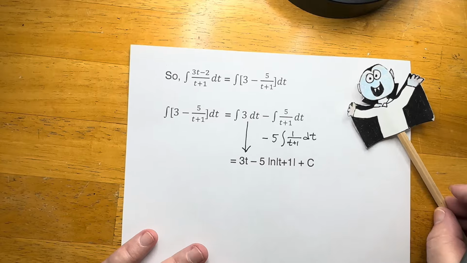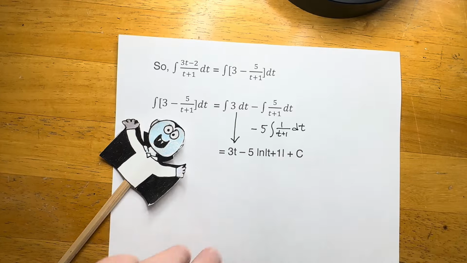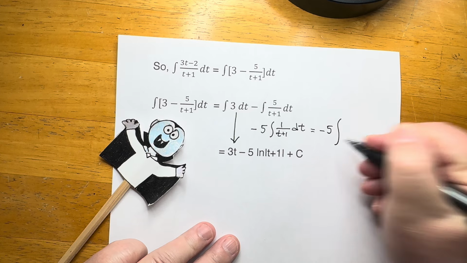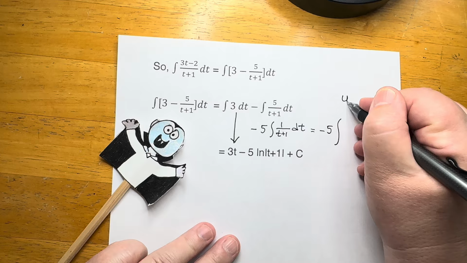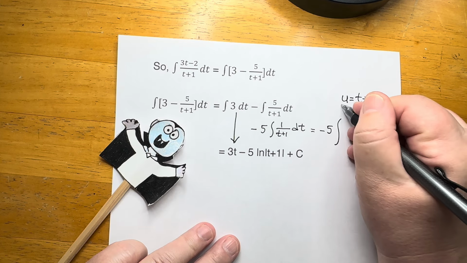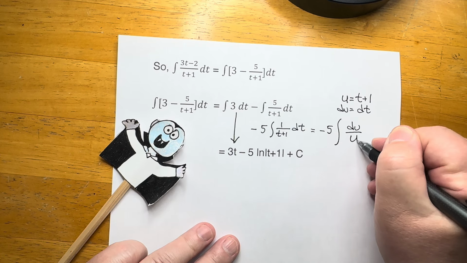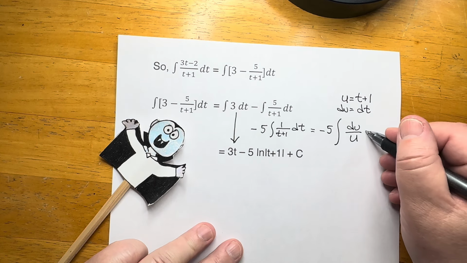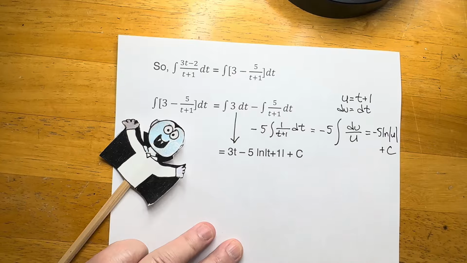And if you like, and I didn't leave myself much room, so let me move. This is negative 5 times, what if we set u equal to t plus 1, then du is dt. So then we've got du over u. Does that help a little bit? Because you can see that this is going to be negative 5 natural log of u plus c. And then we've got it.